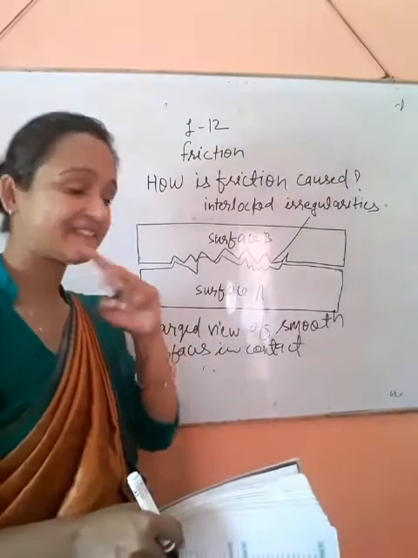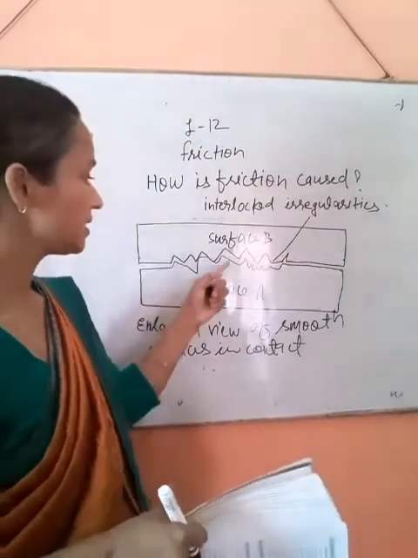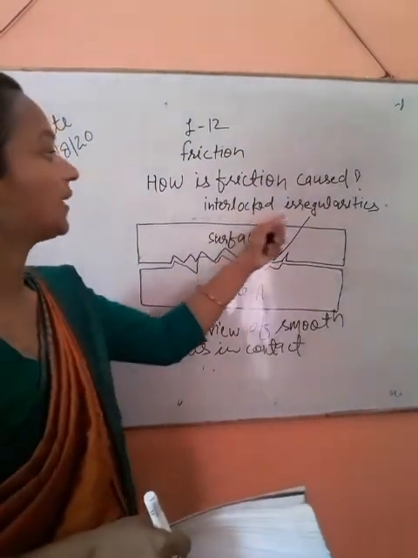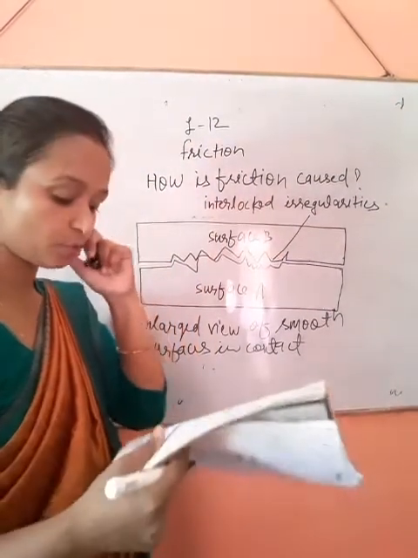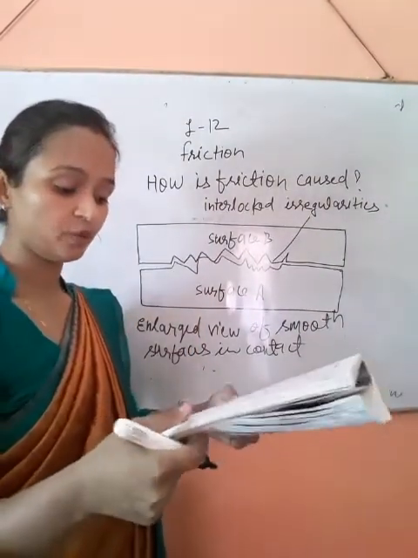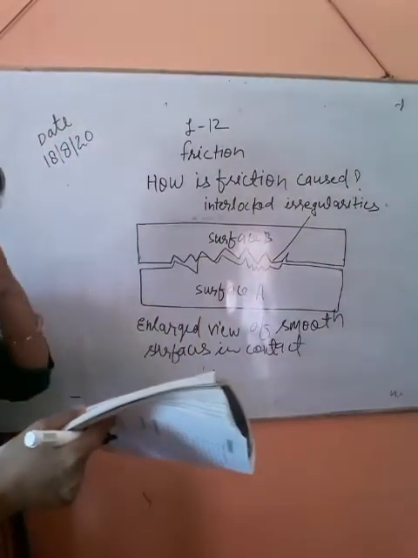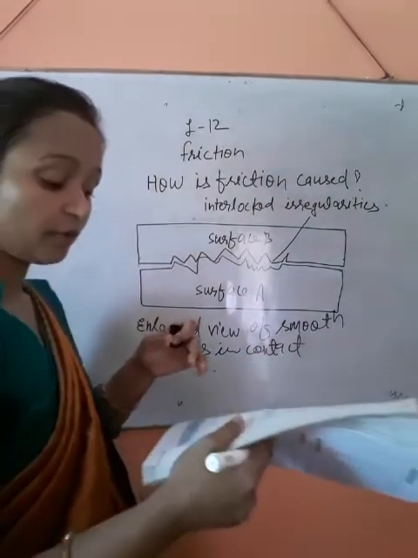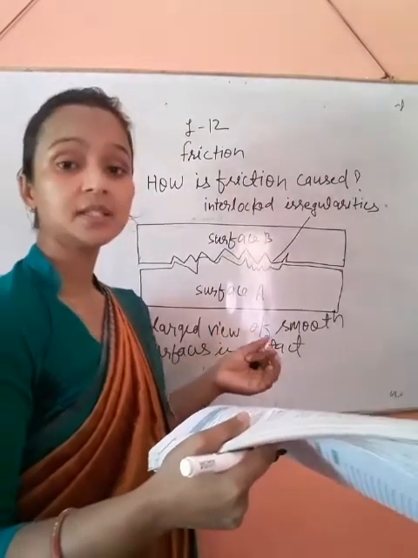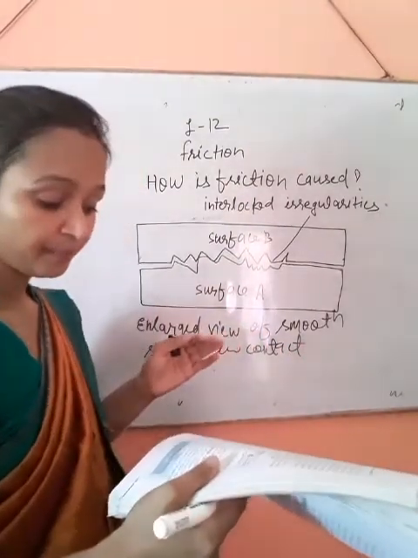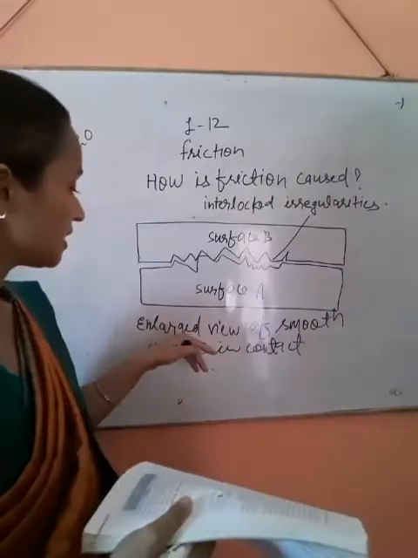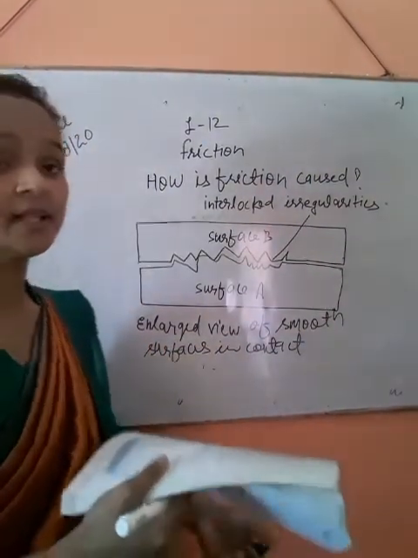This is surface A and this is surface B, and these are the interlocked irregularities. When you observe a smooth surface under a microscope, you will see irregularities on its surface. At some points the surface will be raised, at some other points it will be depressed. So it is the enlarged view of smooth surfaces in contact.